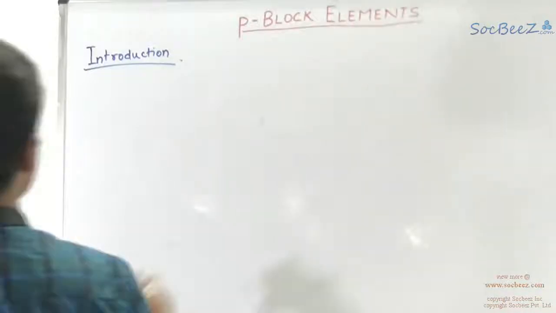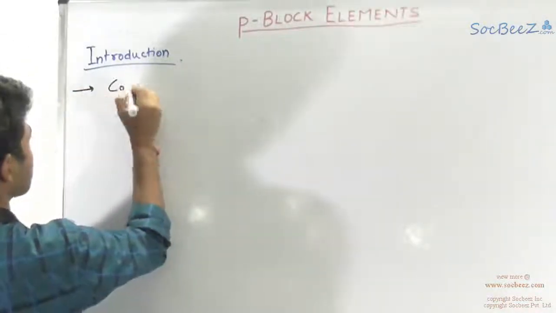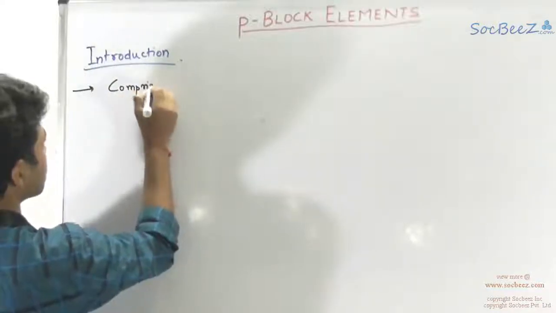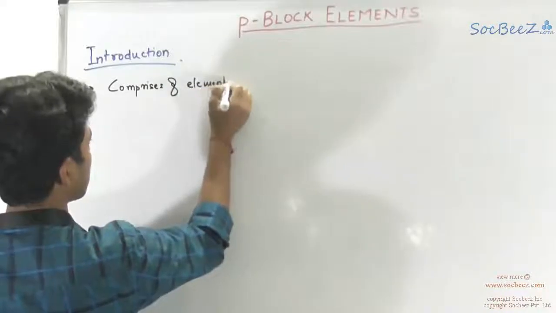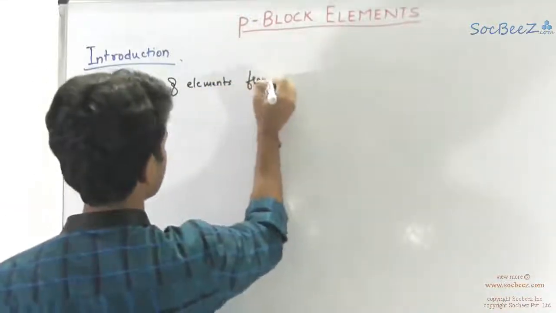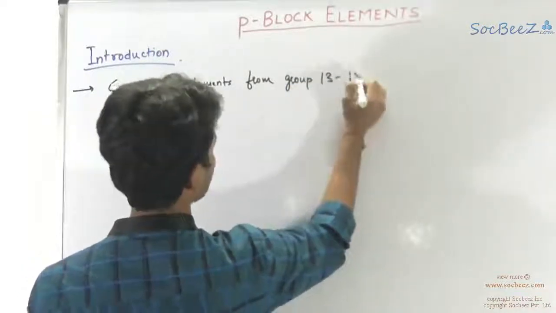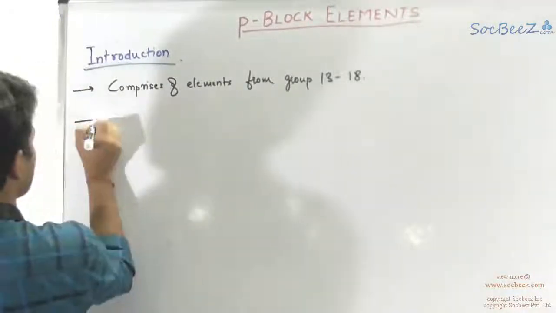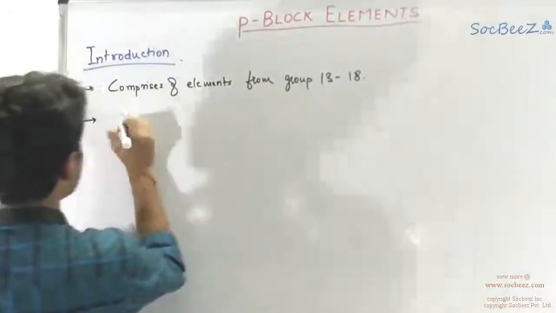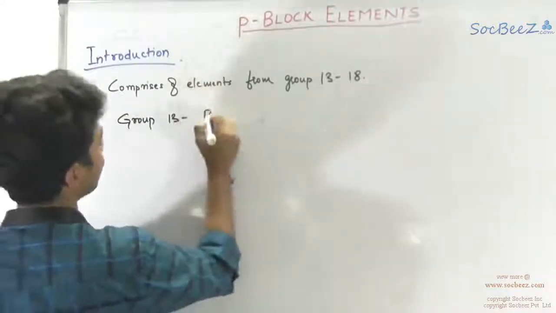Now, P block element comprises of elements from group 13 to 18. Now, the group 13 elements are called boron family.